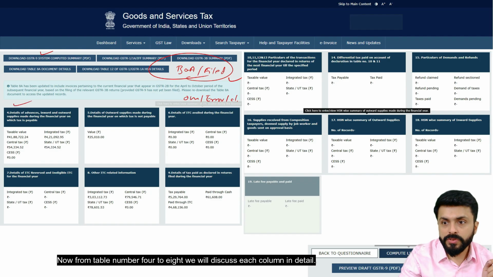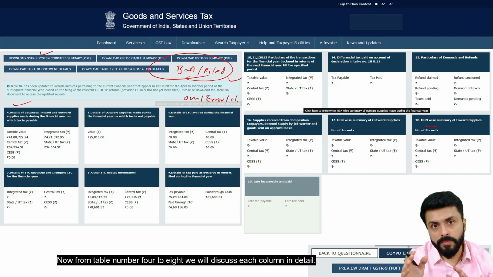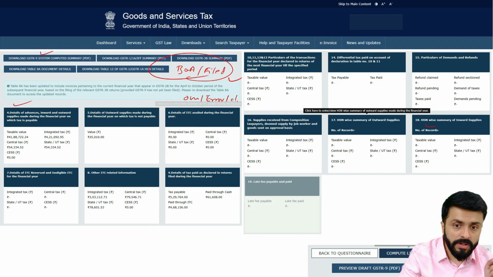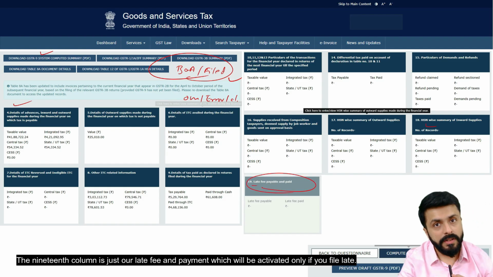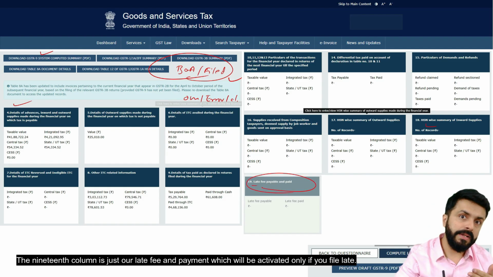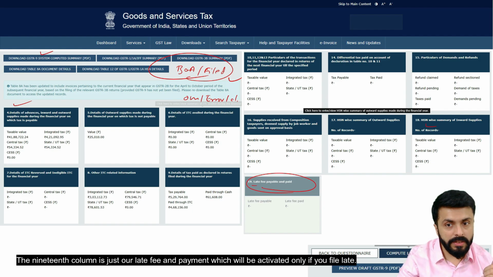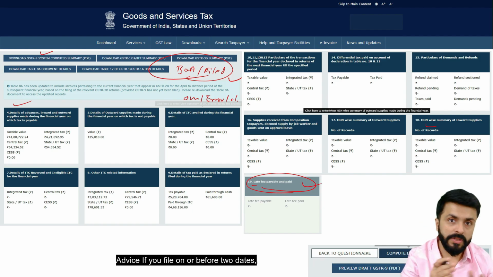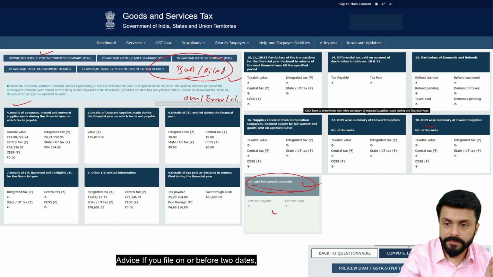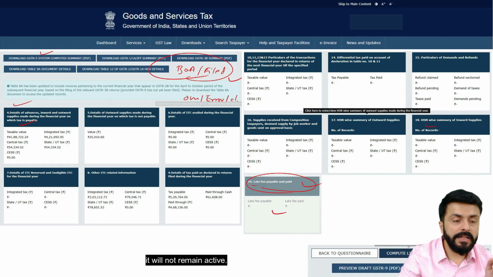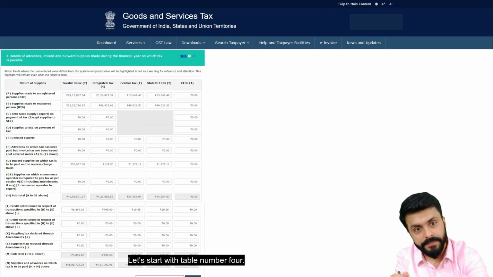Now from table number 4 to 8, we will discuss each column in detail. The 19th column is just our late fee and payment, which will be activated only if you file late. If you file on or before the due date, it will not remain active. Let's start with table number 4.